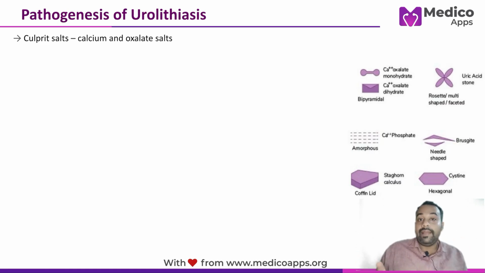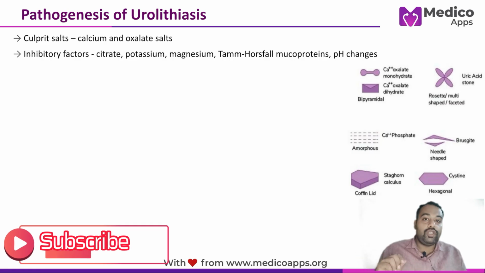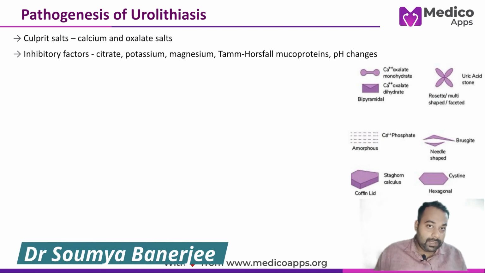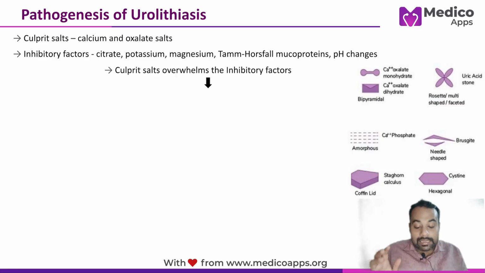Also, we have some inhibitory factors like pH and Tamm-Horsfall mucoprotein, which also inhibit the formation of urinary stones. There are citrate, potassium, and magnesium. These are the ones which inhibit the formation of urinary stones in the urine, right? Now, sometimes these culprit salts increase in amount relative to the inhibitory factors. As a result of that, there is formation of crystals.